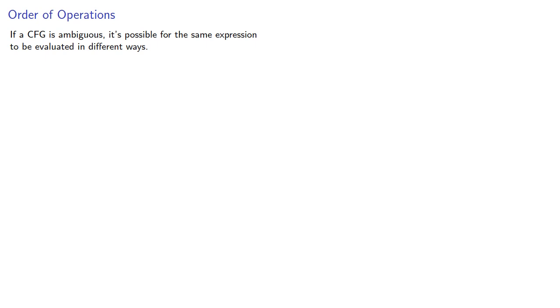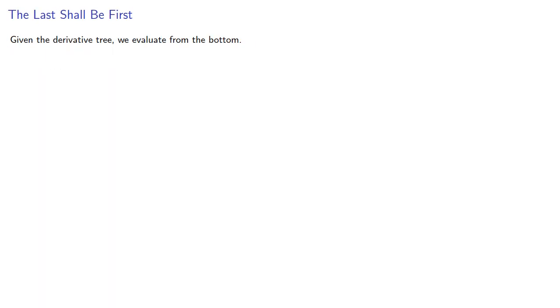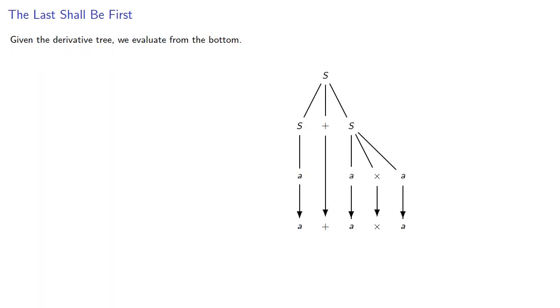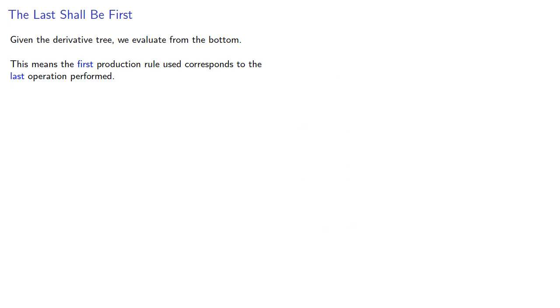If a context-free grammar is ambiguous, it's possible for the same expression to be evaluated in different ways. So if we want to create a context-free grammar for ordinary arithmetic, it must be unambiguous, and we need to build in the order of operations. Given the derivation tree, we evaluate from the bottom. This means that the first production rule used corresponds to the last operation performed.